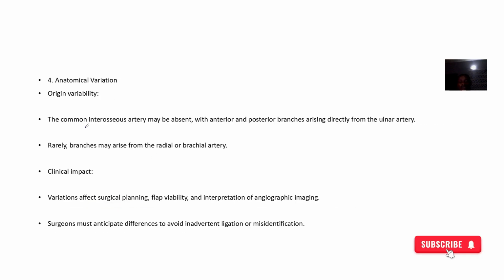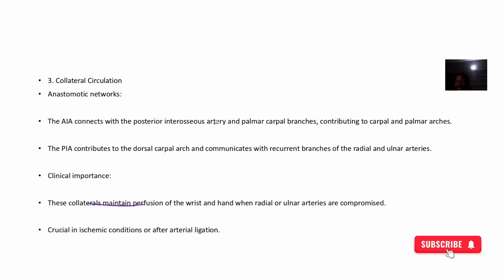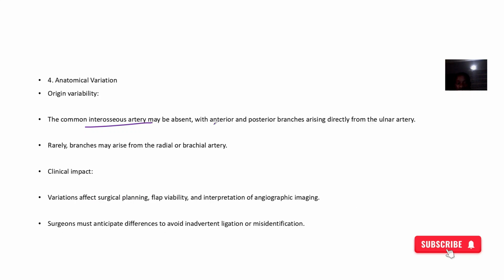So sometimes it may be absent. Okay, and the anterior and the posterior interosseous artery could just arise directly from the source, which is basically the ulnar artery.